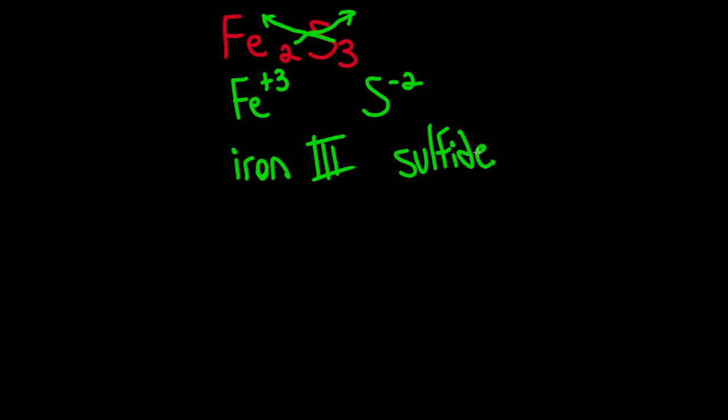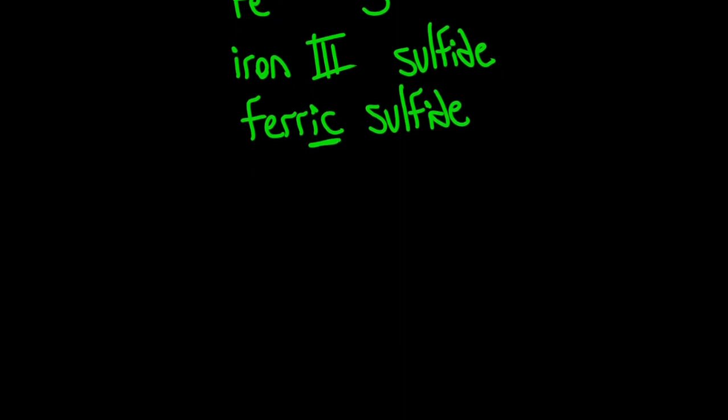Okay, and based on my transition metal table, I can also call this ferric sulfide. Ferric sulfide, with the -ic indicating the higher of the two charges. +3 is greater than +2 for iron, so that's why I have ferric sulfide.